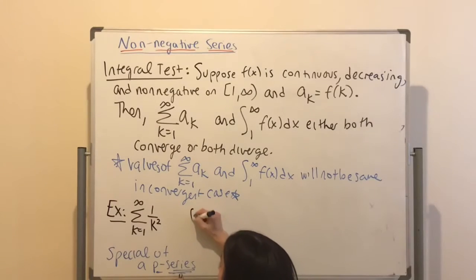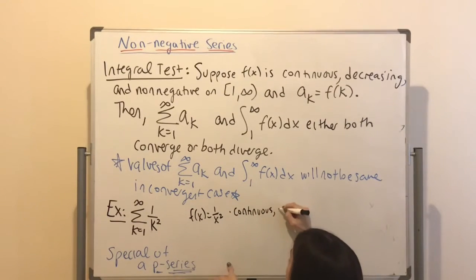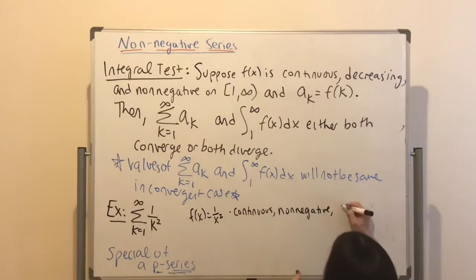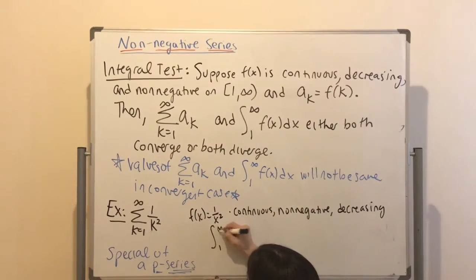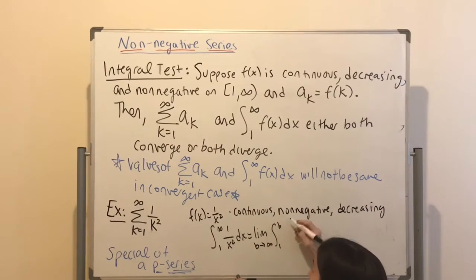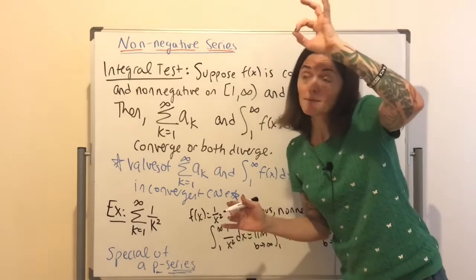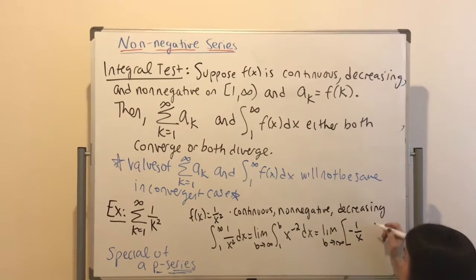Well, you notice if you take f of x is 1 over x squared, this is continuous. This is non-negative. And because the denominator is growing without bound, this is decreasing. So we may use the integral test, which says we integrate 1 to infinity, 1 over x squared dx. This is a limit as b goes to infinity of the integral 1 to b of x to the minus 2 dx, a limit as b goes to infinity of, well, we add a power, divide by the higher power. It's going to be x to the minus 1 over minus 1.